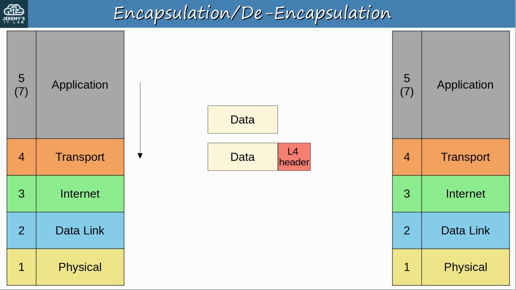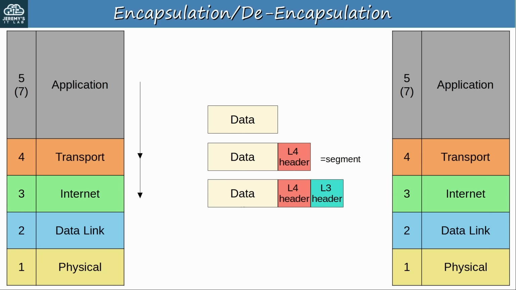First, a layer 4 header is added to the data. As you know, this is probably a TCP or UDP header. This combination of data and layer 4 header is called a segment. Layer 4 of the device on the left wants to send this segment to layer 4 of the device on the right. However, it's not ready yet.